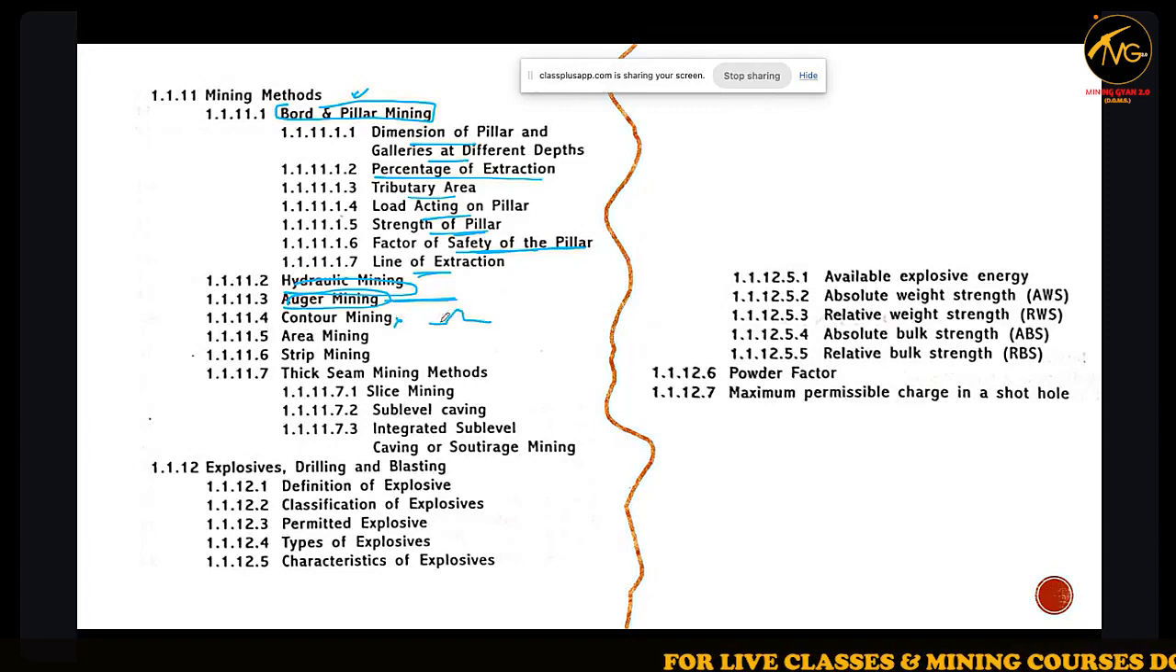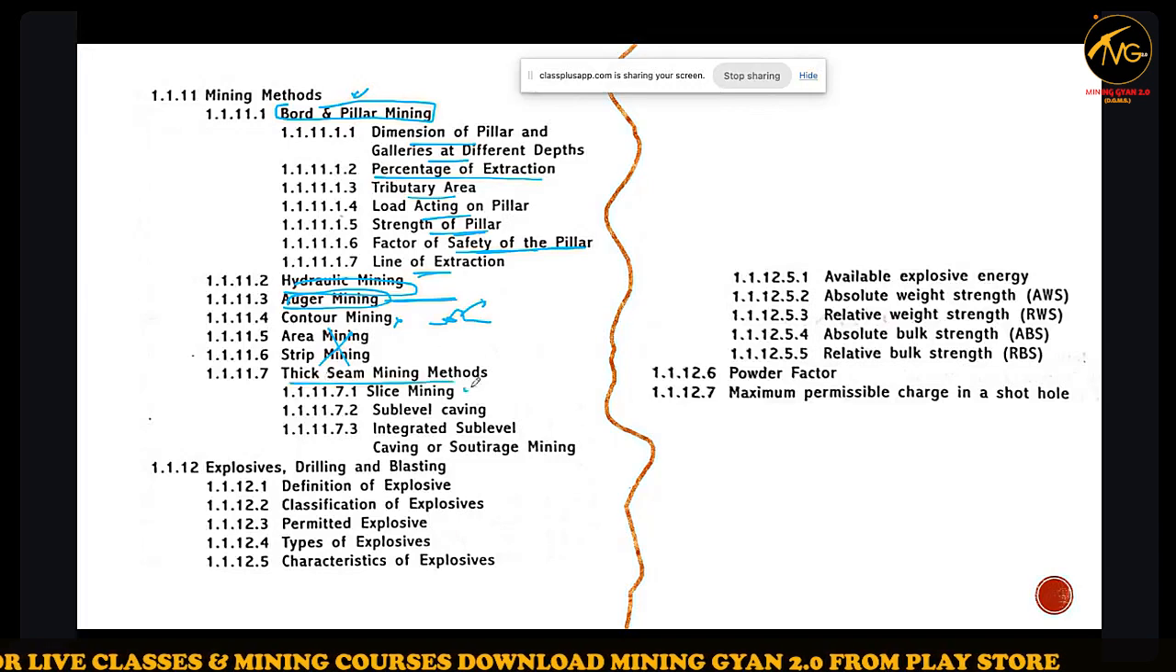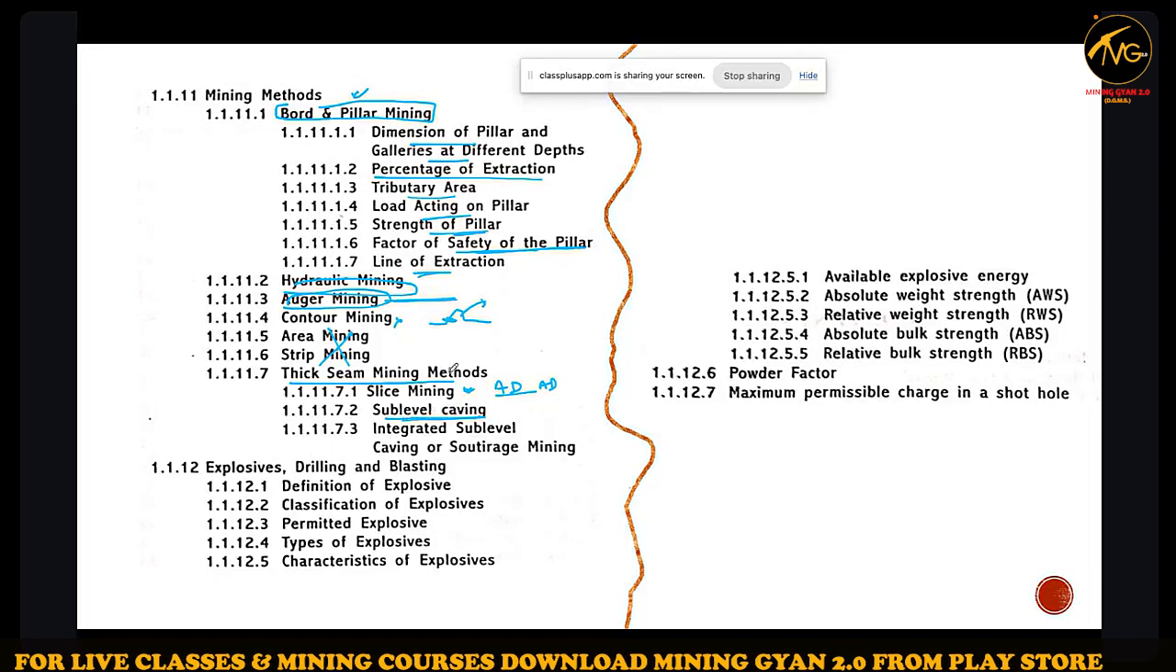We have just discussed that this is on the high hill area. If there is an outcrop of the coal, we use it there. Area mining I have not discussed. You should read it if you think it is important. Then we have seen the thick seam mining method. In the thick seam mining method, slice method we have discussed, ascending, descending. Then we have seen the sub-level caving, then integrated sub-level caving.